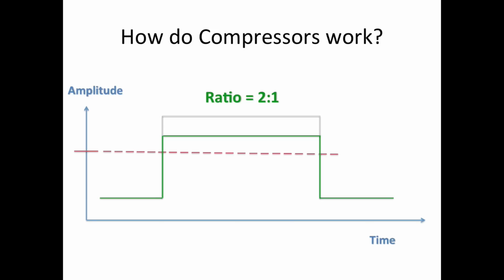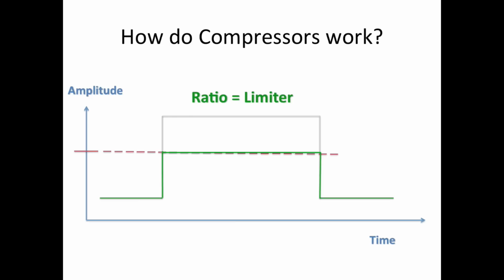What this means is that when the input signal is 2 dB above the threshold, the output of the compressor is only going to allow half that amount to go through. So the output signal that's above the threshold is going to be half of the amplitude going into it. Right? You can also have a ratio of 4 to 1. That means the output signal is a fourth of the amplitude of the input signal whenever it's above the threshold.